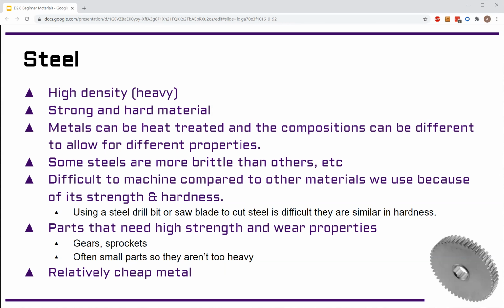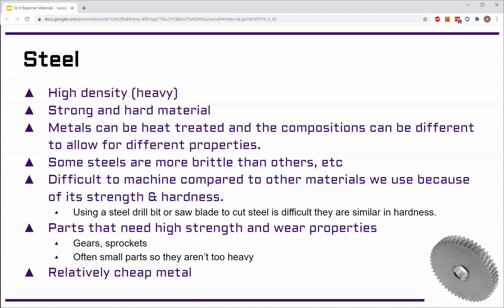And because steel is hard and strong, it makes it somewhat difficult to machine. You can imagine if you were using a steel saw blade or a steel drill bit and you're trying to drill or cut through steel, you don't know necessarily which material is going to win in that case, right? So the drill bit may just be getting less sharp, or the saw blade may get less sharp as it's going through that also steel part.